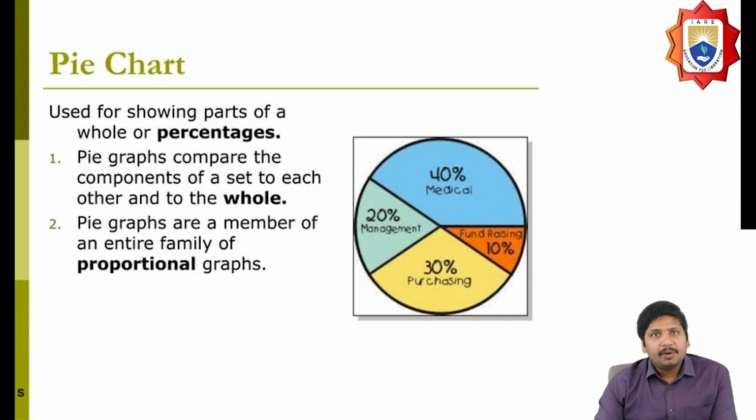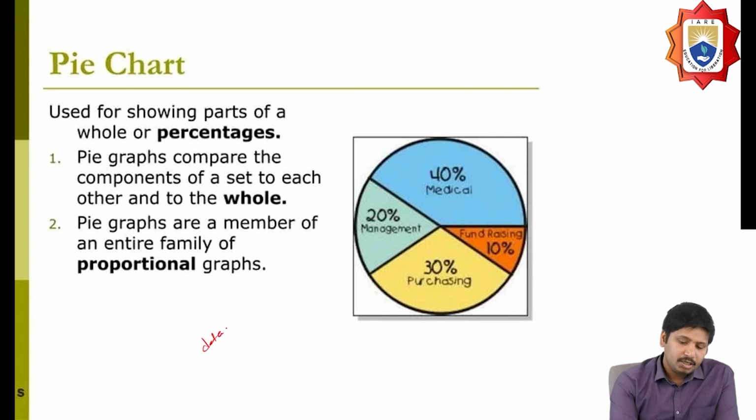And the next one is the pie chart. A pie chart shows the parts of a whole, or percentages if I want to show them. This pie graph compares the components of the set to each other, and pie graphs are members of the entire family of proportional graphs. So if I want to represent the data in the form of percentages, or in the form of different parts, then I can go for a pie chart.